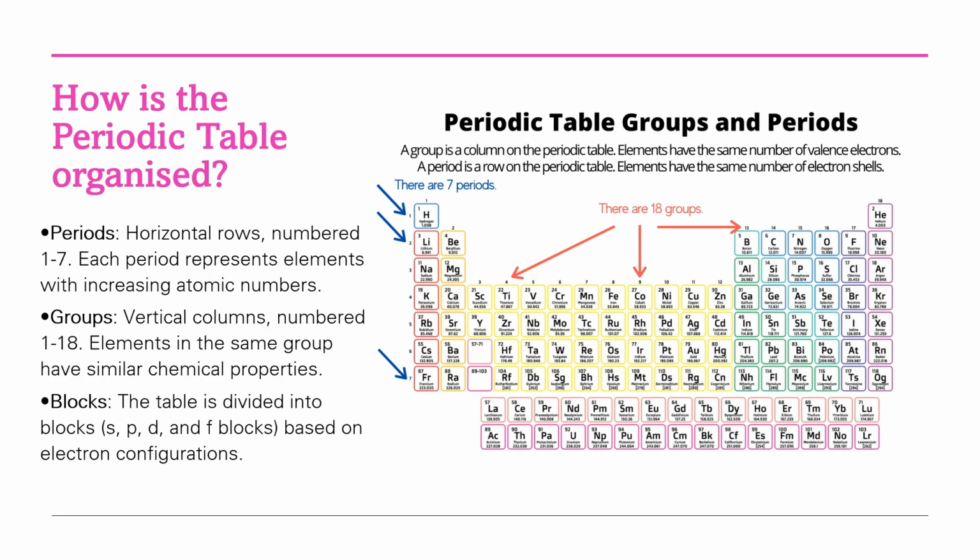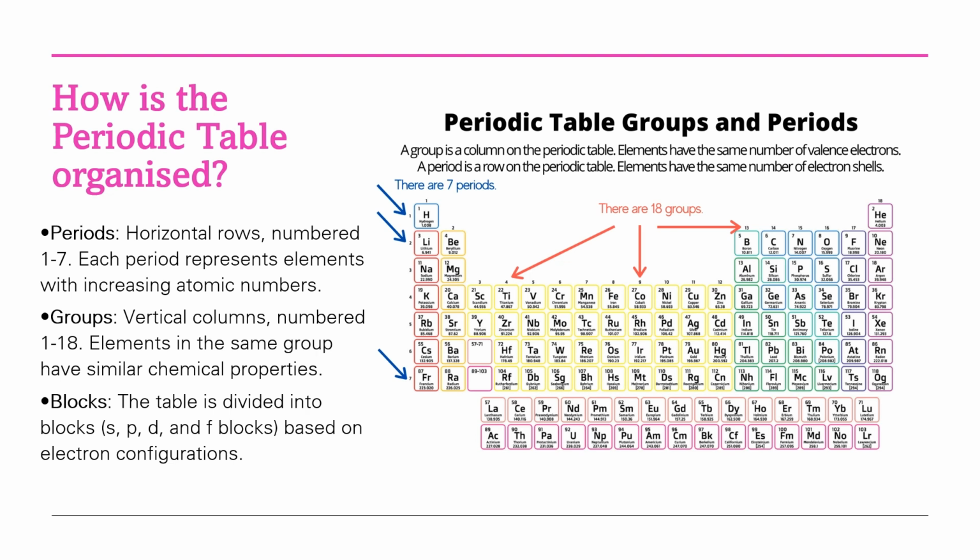How is the periodic table organized? The periodic table is organized by increasing atomic number. The elements are also arranged in groups and periods. Elements in the same group have the same number of valence electrons. Valence electrons are the electrons in the outermost shell of an atom. They're responsible for the chemical properties of an element.